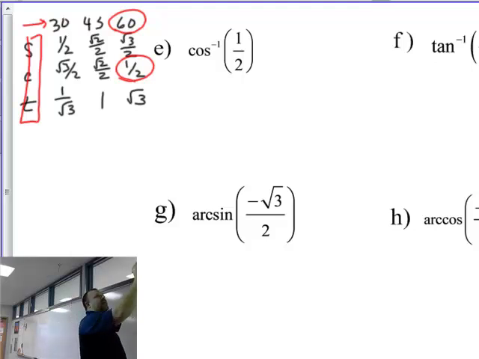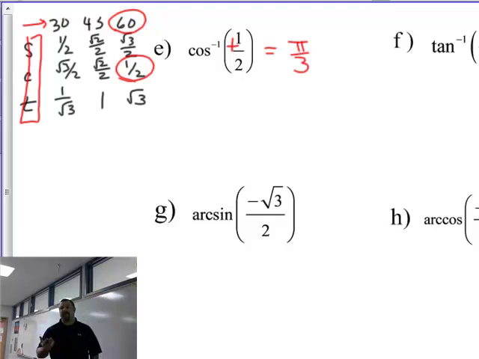So since this was a cosine of a positive 1/2, we are in quadrant 1, and so we're just going to have a pi over 3 reference angle in quadrant 1, which is pi over 3. So we still have to consider the quadrants, but we can just use the chart. We consider the quadrant, and we just read it right out of the chart. Okay, all right? That was easy.